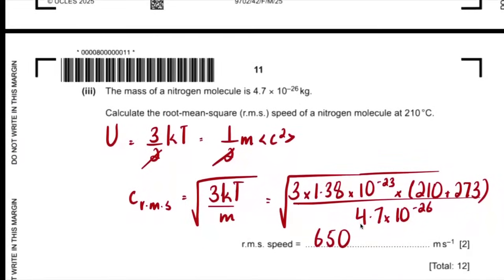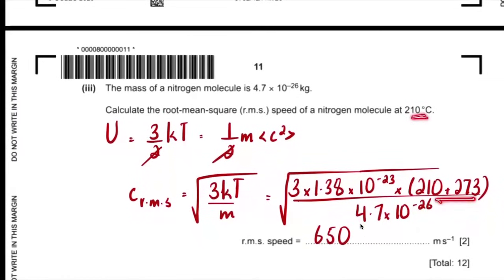Again, just plugging in values. 210, so I add 273 to convert this to Kelvin. Divide by the mass of one molecule to get the RMS speed. That was this question.